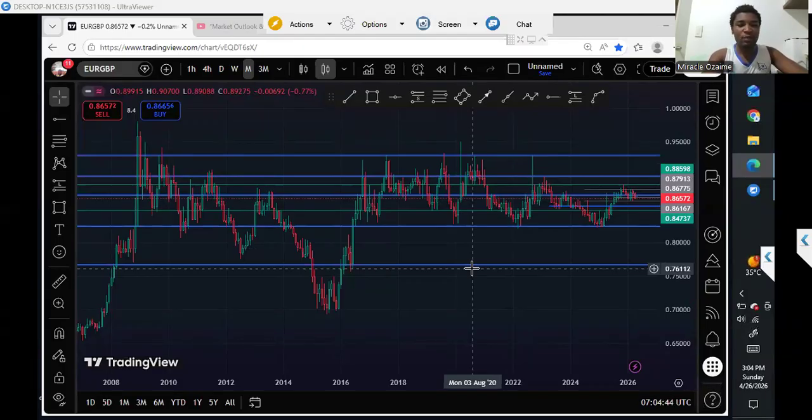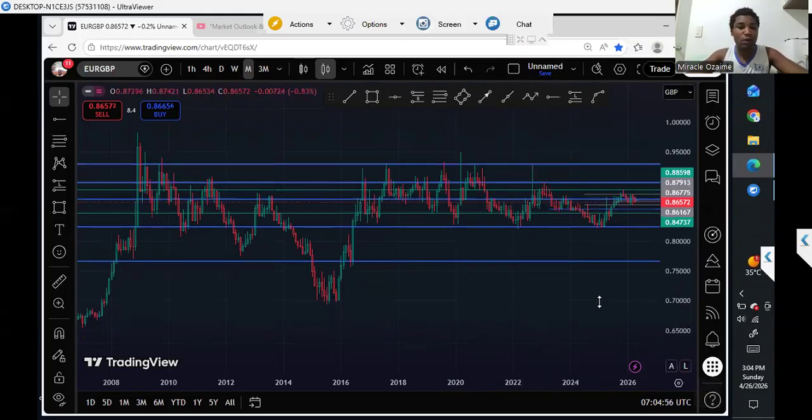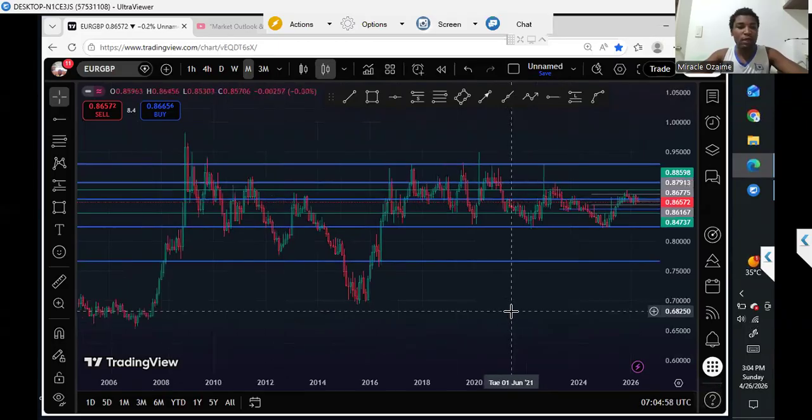So what are the pairs that we're going to be looking at for this new week? We're going to be looking at AUD, not AUD, Euro GDP. Euro GDP on the monthly time frame, as usual, we check what the monthly candles are doing.